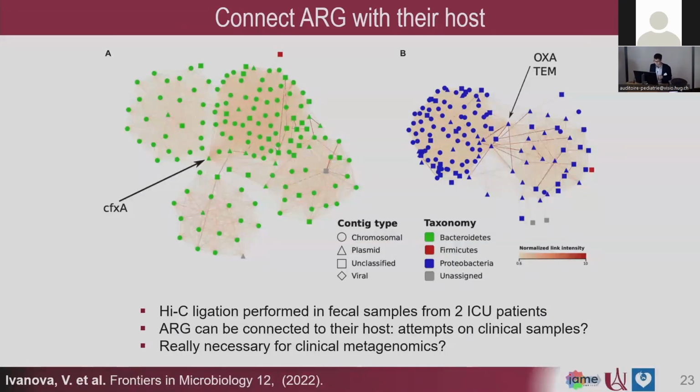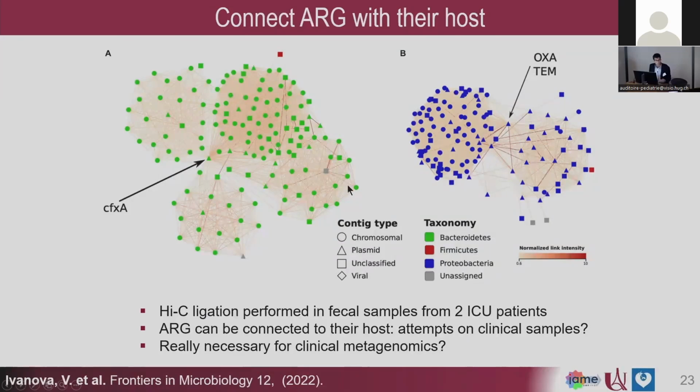So this is an example of this Hi-C ligation in the fecal samples of 2 ICU patients. And you can see that they could nicely connect the CFXA gene, which is a beta-lactamase, and colic genes found in anaerobic bacteria. It was found in Bacteroidetes, so it was fine. And OXA-type genes were associated with Proteobacteria, which is also true. But this is the phylum level, and the phylum level is extremely high. So I would have liked here to be associated with, I don't know, Bacteroides fragilis, for instance, and here E. coli. So we are far from that, but that's a possibility.